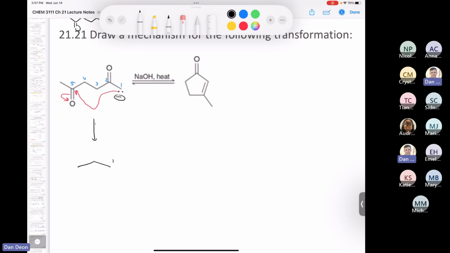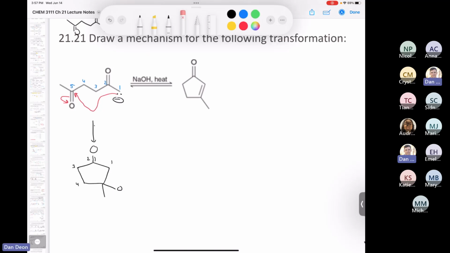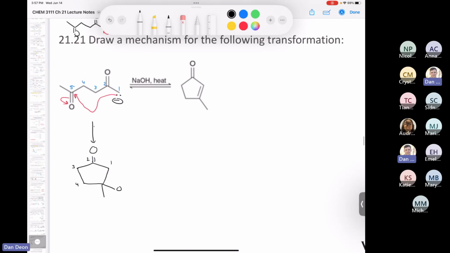So this is 1, 2, 3, 4, 5. And we make a ring there, right? There's a bond between carbon 5 and 1. So 1, 2, 3, 4, 5. And on carbon 5, we're going to have a methyl group. And then we're also going to have a hydroxyl group. Or sorry, I guess it's going to be an alkoxide to start with. So we're going to have this like that.